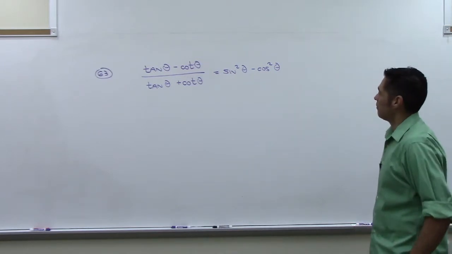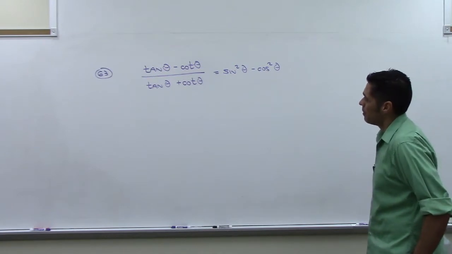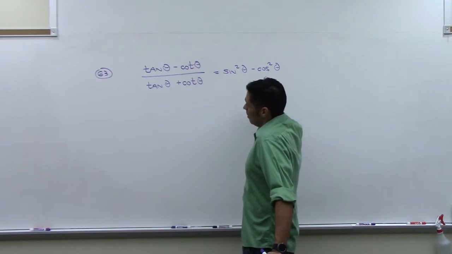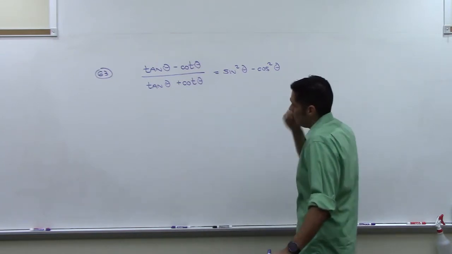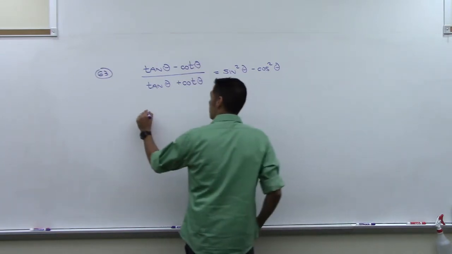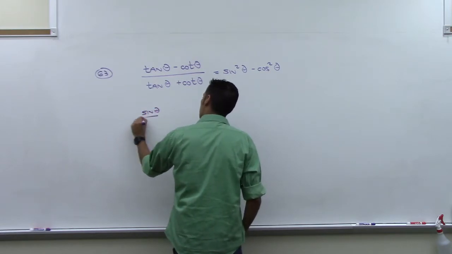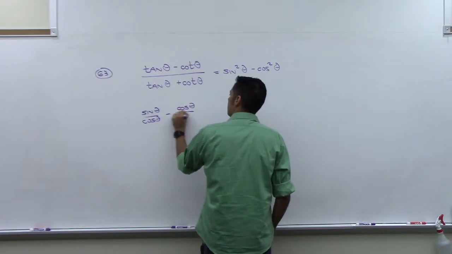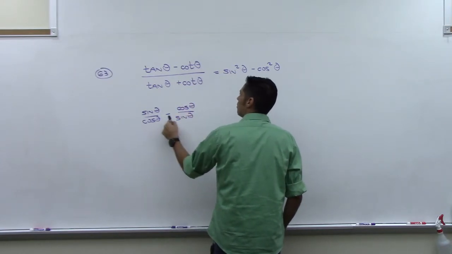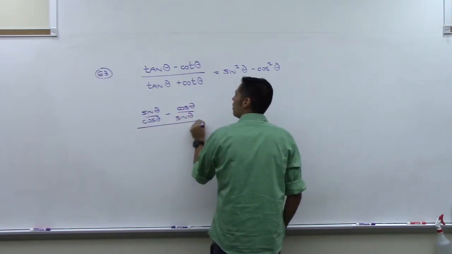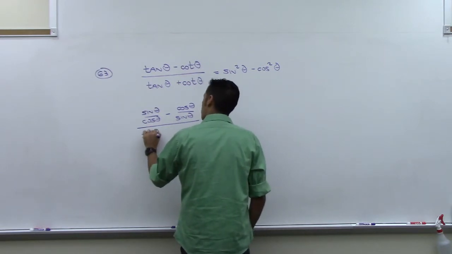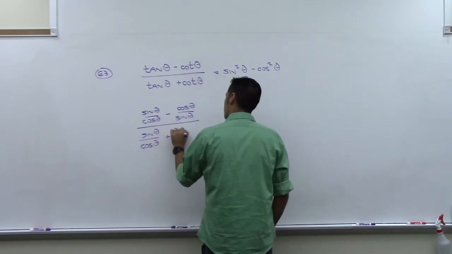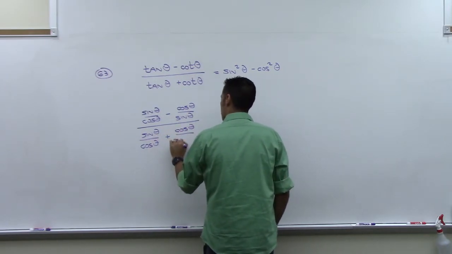I'm going to start with the left side. I only have 2 terms here now, so I'm feeling good about that. When I see three terms, that's when things start getting kind of messy. So let's see, we do sine theta over cosine theta, and then minus cosine theta over sine theta. That's just rewriting tangent minus cotangent. Then all over sine theta over cosine theta, that's tangent, plus cosine theta over sine theta.